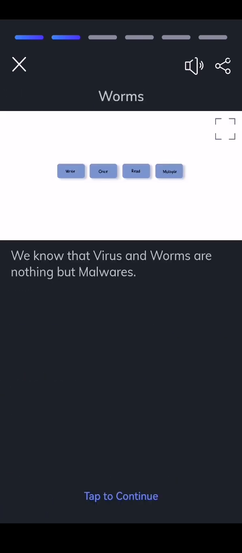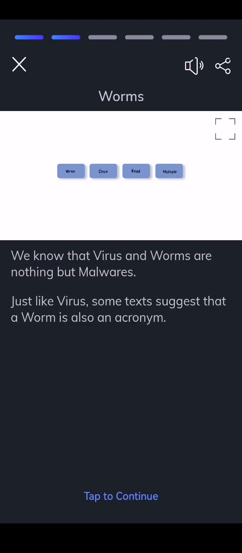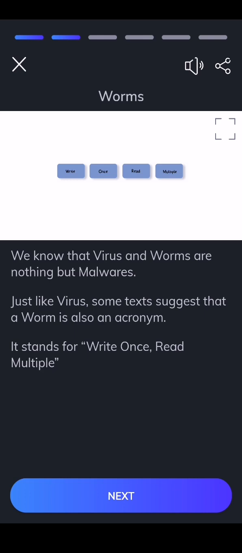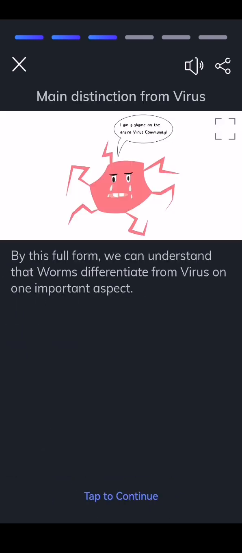We know that virus and worms are nothing but malwares. Just like virus, some texts suggest that a worm is also an acronym. It stands for write once, read multiple. By this full form, we can understand that worms differentiate from virus on one important aspect.